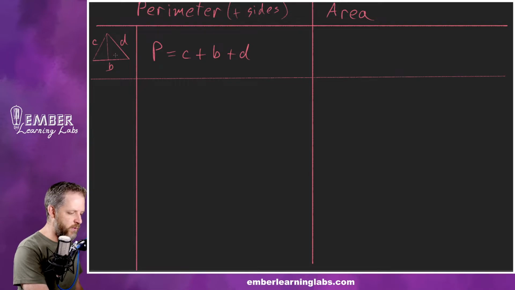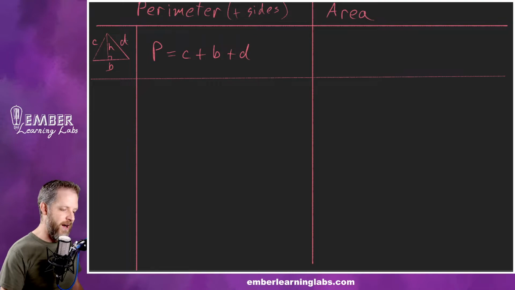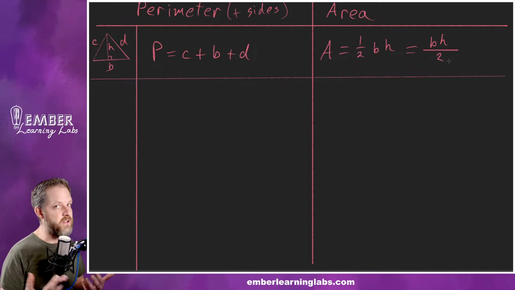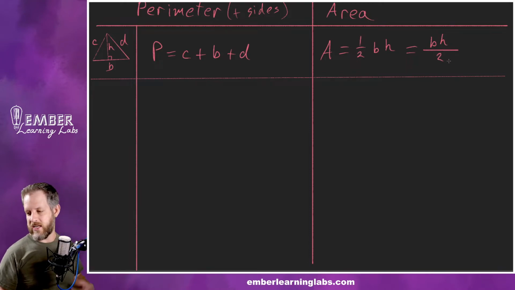If you know this formula already, then you already knew this, because we need an H for height, right? Because to find the area of a triangle, we take 1/2 of the base B times the height, which is the same, in case you are curious, as multiplying the base times the height and dividing by 2. That's just a little simple algebraic rearrangement, right?